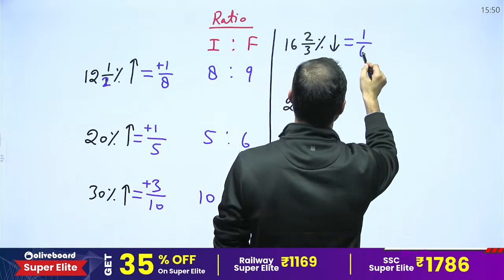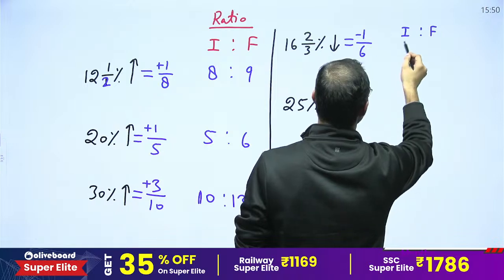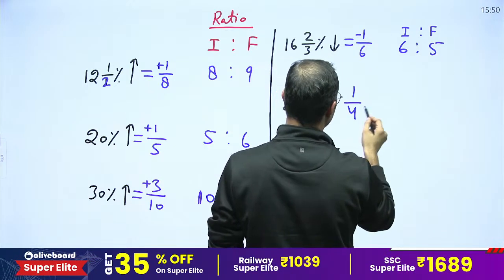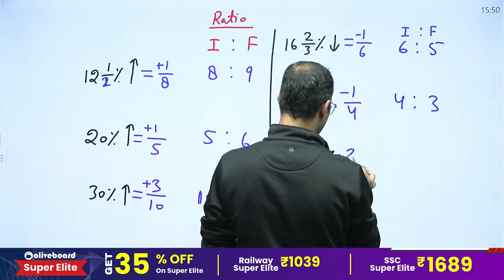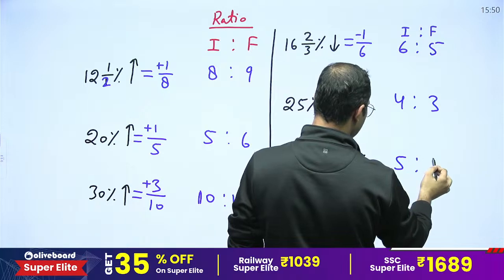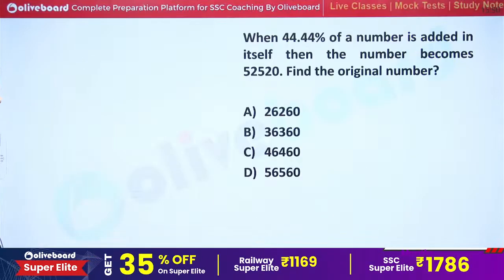See, 16 whole 2 upon 3%. So 1 upon 6. So initial to final, we can say 6:5, right? So 1 upon 4, so 4:3, right? 2 upon 5, so we can write it as 5:3. Simple. So we got the ratio. Now tell me what will be the answer for this question. Yes, please.